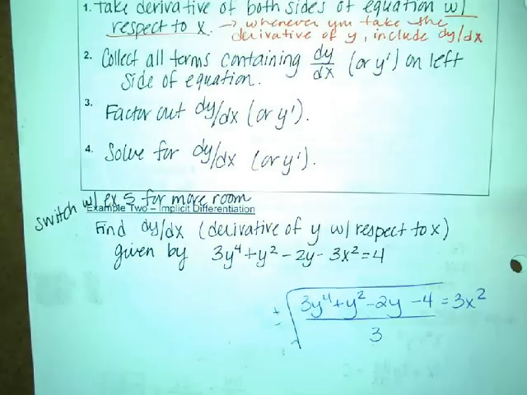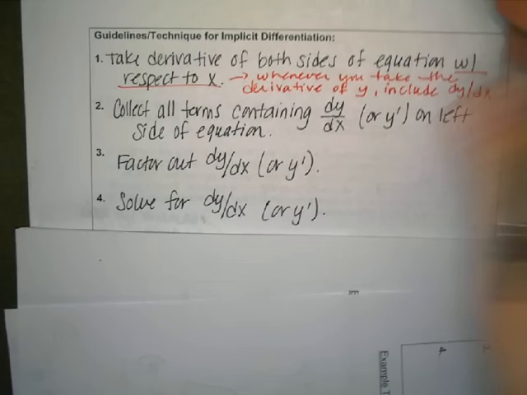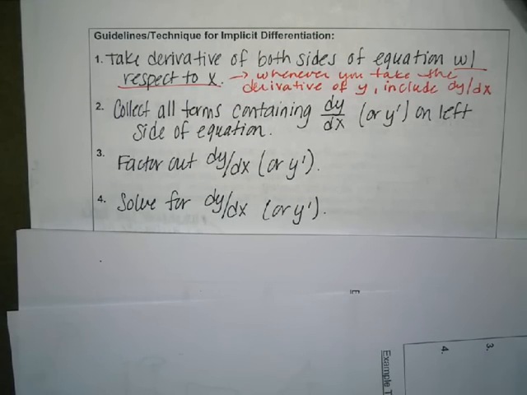Alright, the guidelines at the very top here are what you need to write down. Again, this is for equations where you cannot get y by itself, and you're still asked to find the rate of change at a certain point. So we're going to take the derivative of both sides of the equation with respect to x. And all that means is that whenever you take the derivative of y, you have to include dy over dx.